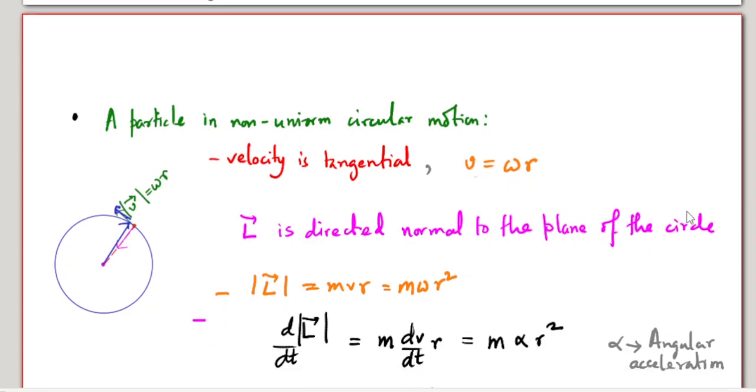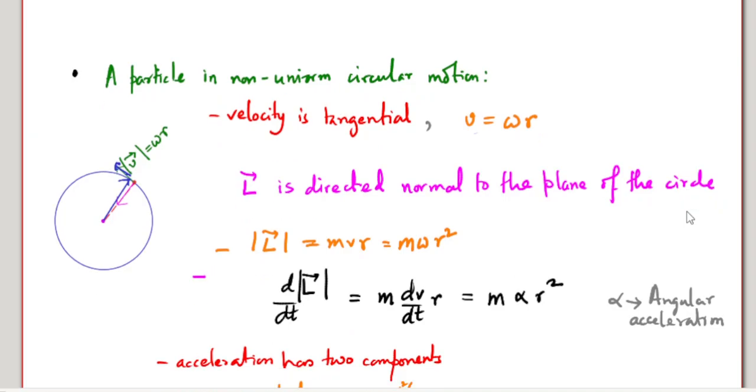Now, the direction of the angular momentum doesn't change here. But the angular momentum can, because in this case, the magnitude of the angular momentum is not a constant. Remember, v varies with time. So, mvr varies with time. And the rate at which the magnitude of the angular momentum changes with time is simply m times dv dt times r, or dv dt, the rate at which the speed changes. Note that this is not the rate at which the velocity changes. It's the rate at which the magnitude of the velocity changes.